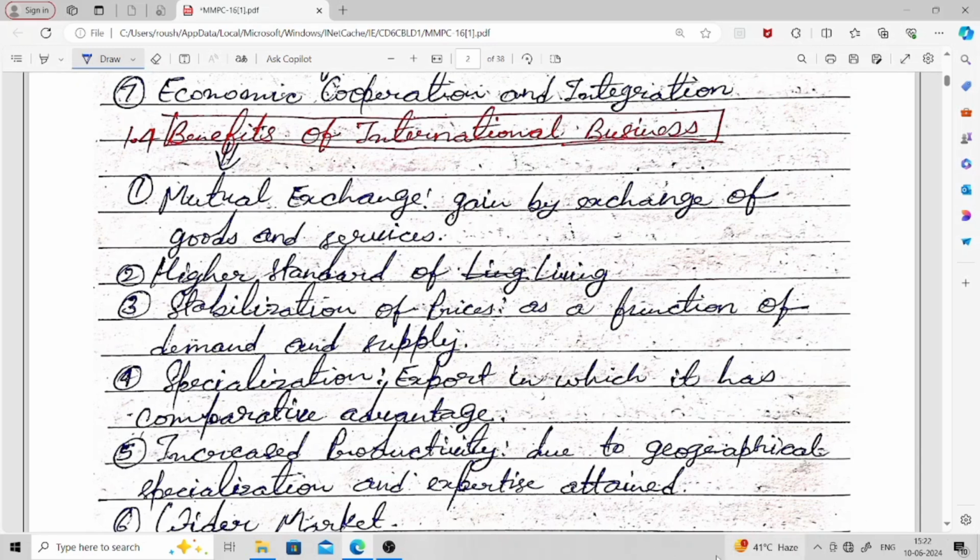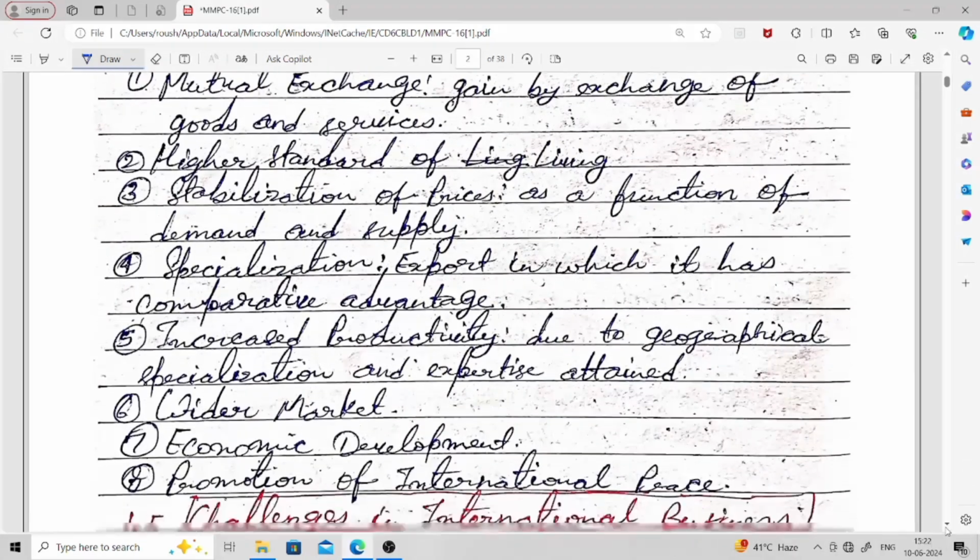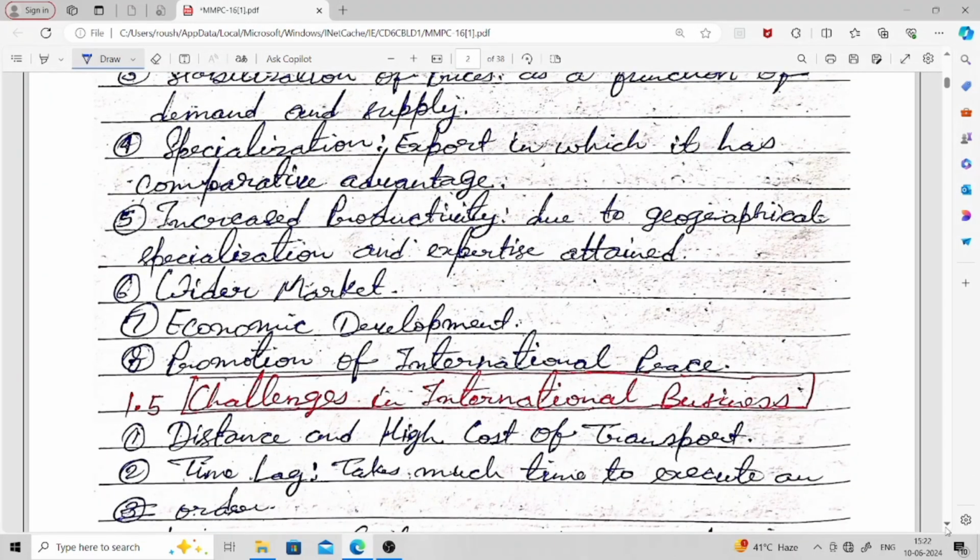Then you have the fourth one, that is specialization: export in which it has comparative advantage. Companies should export those products or services in which they have comparative advantage, so that the benefits can be converted into profits. Next, you have increased productivity due to international business. There it is increased productivity. How? Due to geographical specialization and expertise attained.